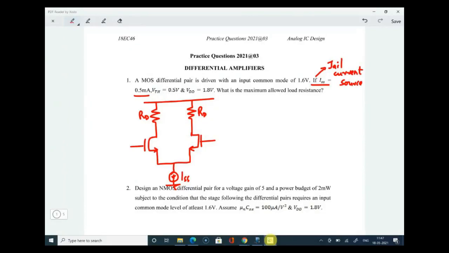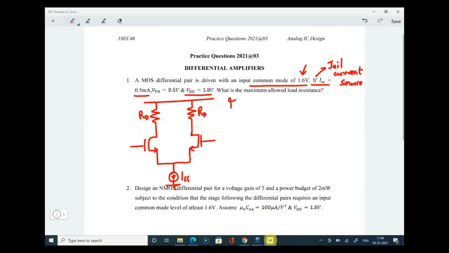Now, what is the question asked? The question is to find the maximum allowed load resistance. It is also given that the differential pair is driven with an input common mode of 1.6. There are two things to be noticed here: input common mode is 1.6, supply voltage is 1.8. That is the reason we will consider this 1.6 as ICMR plus, because looking at the supply voltage of 1.8, we can say that 1.6 should be the maximum common mode voltage level.